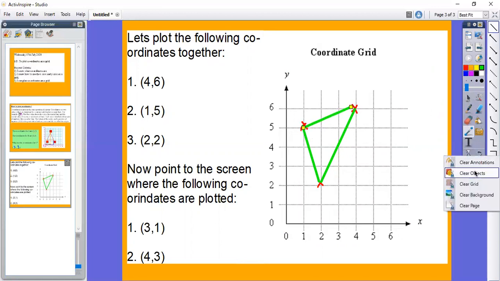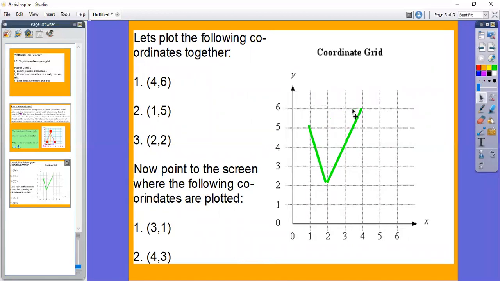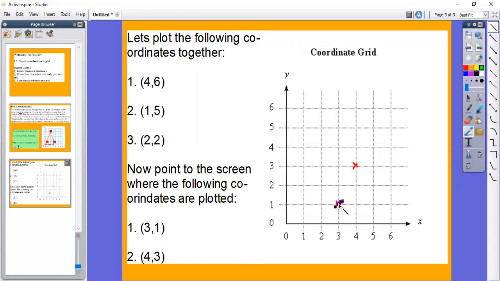And then finally have a go at plotting these ones. So 3 and 1. So along to 3, along my x-axis, 1, 2, 3, up to 1. And then 4, 3. Along to 4, 1, 2, 3, 4, up to 3. 1, 2, 3. And then I would join my coordinates like that.